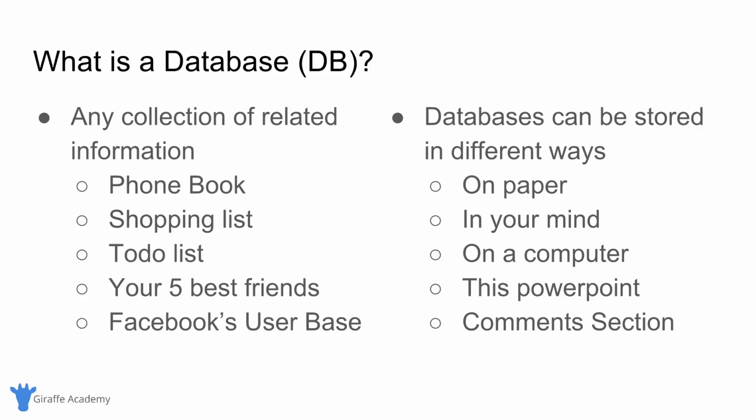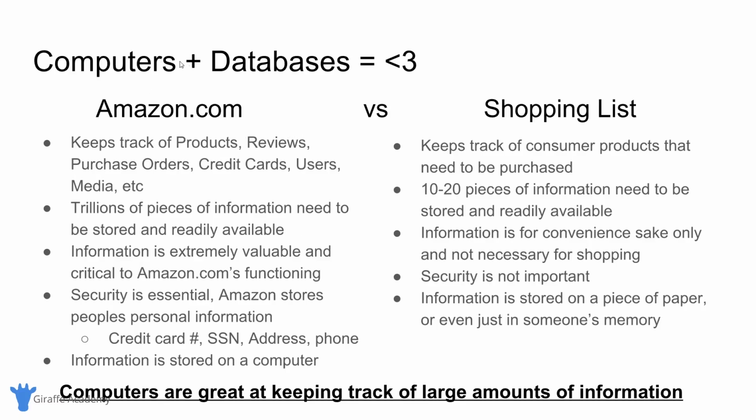So now that we understand the very general definition, I want to walk you guys through more specifically what we can do with databases. So over here I have another slide. It's computers plus databases equals heart. Now, the point I'm trying to drive home with this slide is that storing a database, storing a collection of related information on a computer is extremely useful, and computers are actually great for storing databases. So I have here 2 things. We have over here on the left Amazon versus a shopping list. So these are 2 examples of situations where we have a database, right? We talked about how a shopping list is a database.